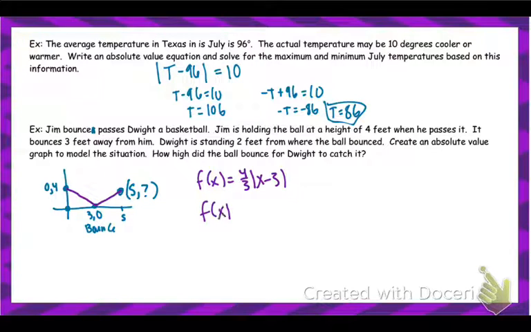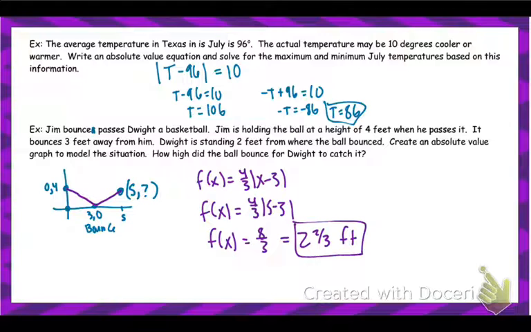So f of x is equal to 4/3 times 5 minus 3. So 8 over 3, which you don't really say 8/3 of a foot. We'll say that's 2 2/3 of a foot. If you want to go ahead and convert that to inches, go ahead. But we'll just leave it at 2 2/3 of a foot. All right, so that is it for absolute value graphs and equations. Next class, we are going to look at absolute value inequalities.